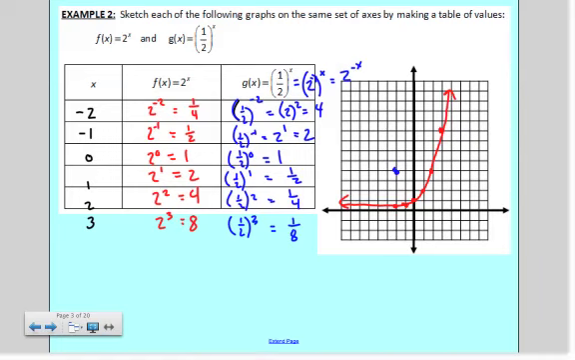Let's do 1/2 to the -3 too, just add that. Oops, put a negative sign there. That would be the same as 2 cubed, which is 8. So if we go 3, 4, 5, 6, 7, 8, right there. Hey, that seems to be reflecting across the y-axis.